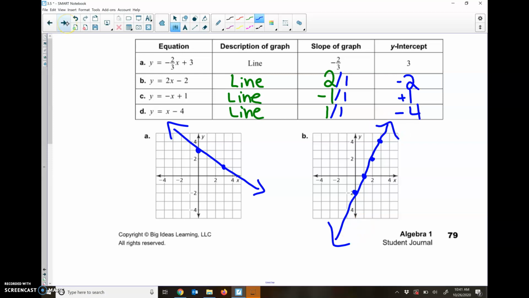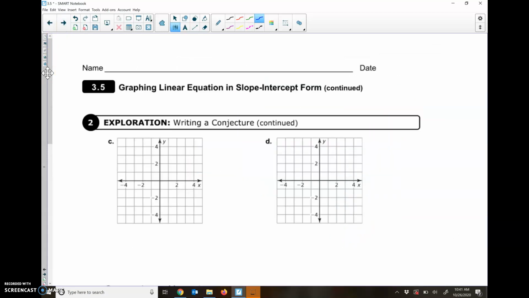We got 2 more on the next page here. So our y-intercept is +1, and our slope is -1. So that means down 1, right 1, and repeating that down 1, right 1 across the graph. And so that's going to be what our line looks like there.